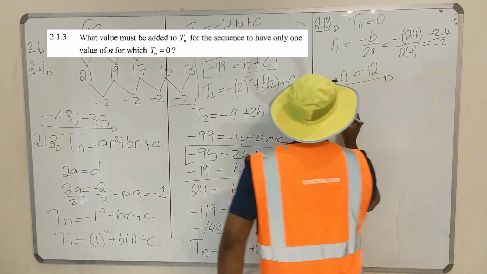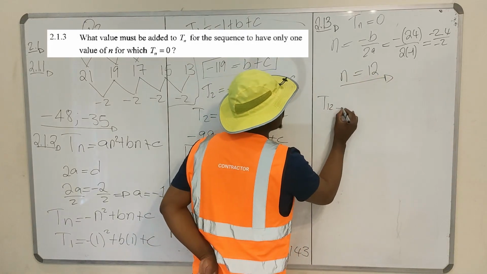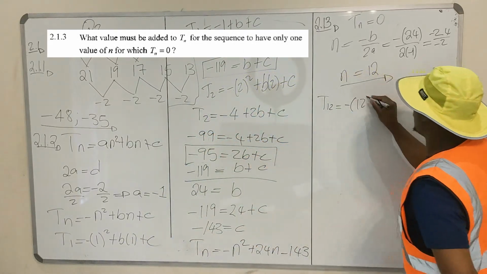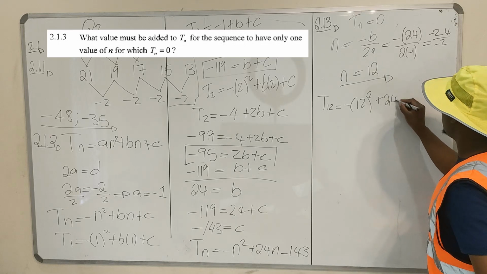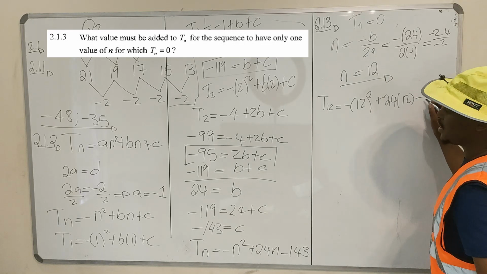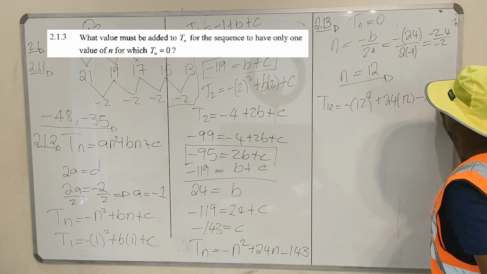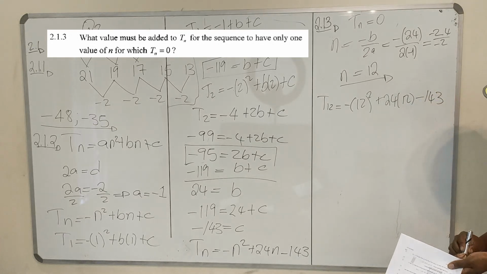So let's go and find T12. T12 is equal to negative 12 all squared plus 24 times 12 minus 143. What do we get?